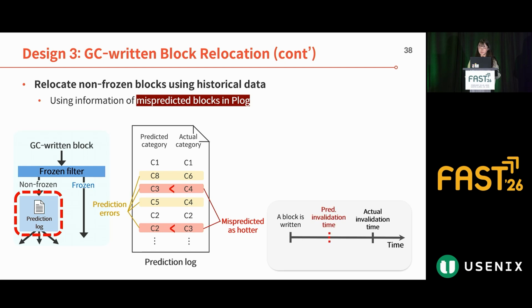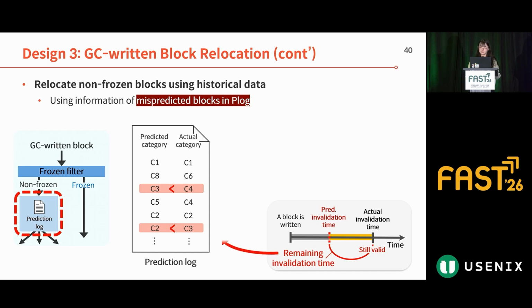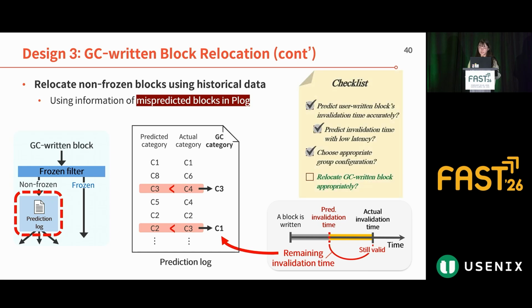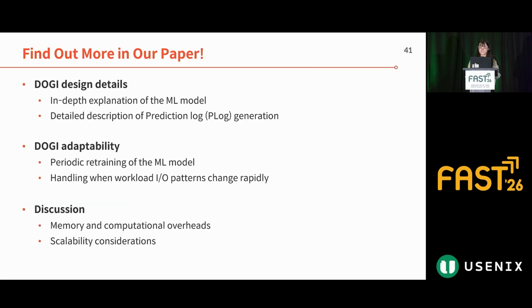For these blocks, the actual invalidation time is longer than predicted, so they stay valid longer and take more time to become invalid. For these blocks, DOGI computes the remaining invalidation time using the prediction log and assigns a GC category to each block based on the remaining invalidation time. DOGI then relocates GC-written blocks to the appropriate group using the GC category. So overall, DOGI is designed to address all 3 problems we observed in existing techniques.